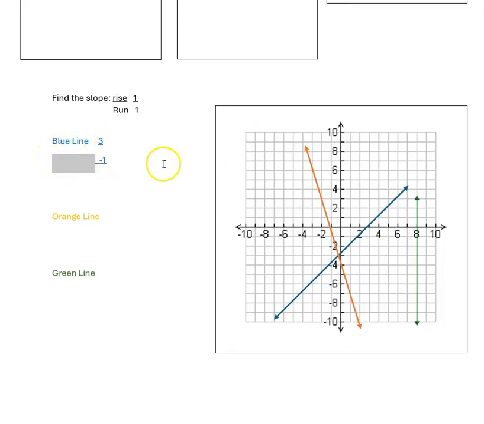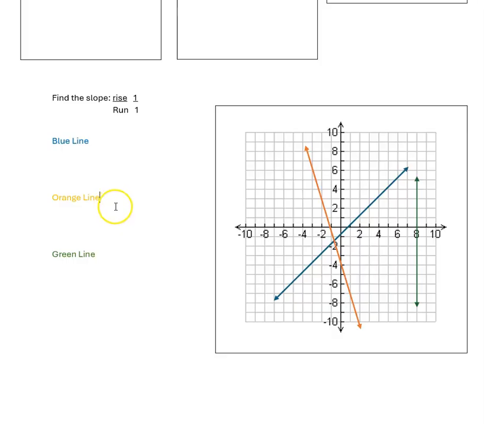So my fraction is 3 over negative 1, which I do with a calculator. It ends up with a slope of negative 3. And you can see that's a negative slope because it goes the other way. This one's a positive, the blue is a positive slope. And I really goofed that up. That should have been in the orange.